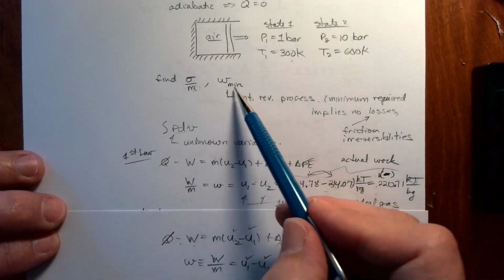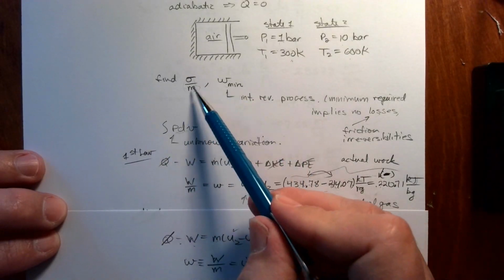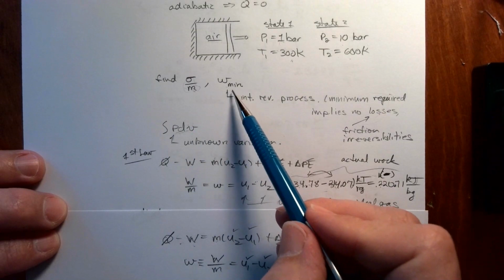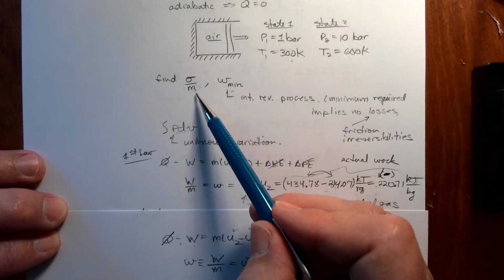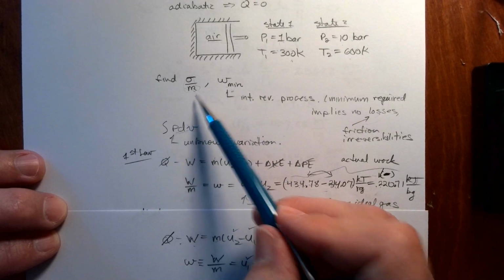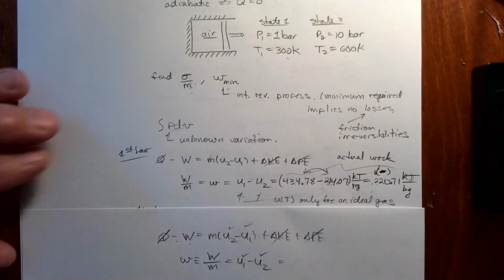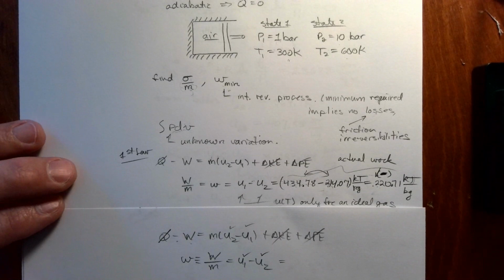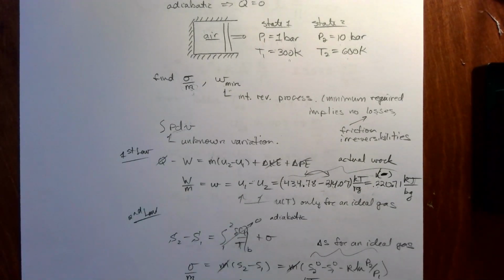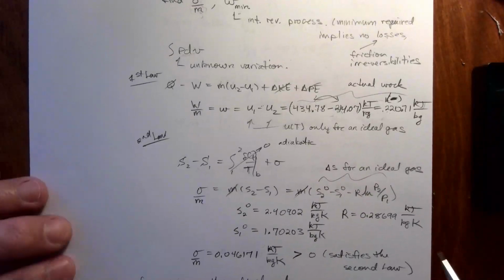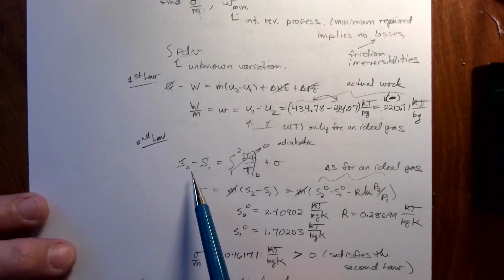Now, before we do the minimum case, let's think about what's going on with the second law, because for the minimum, basically, to make it an internally reversible process, we're going to use the second law to evaluate what internally reversible is. So let's think about the second law for this. I'm going to go ahead and just show you. Start with the entropy balance.